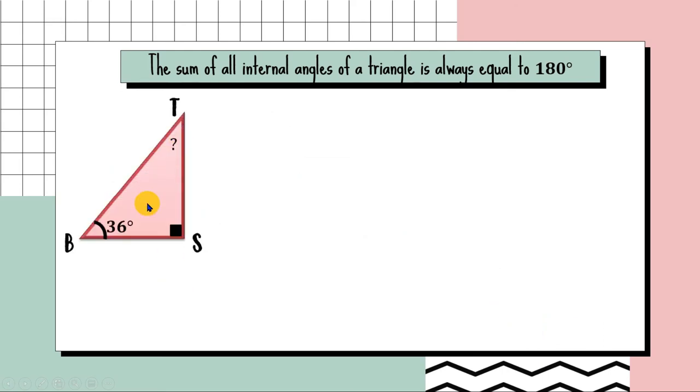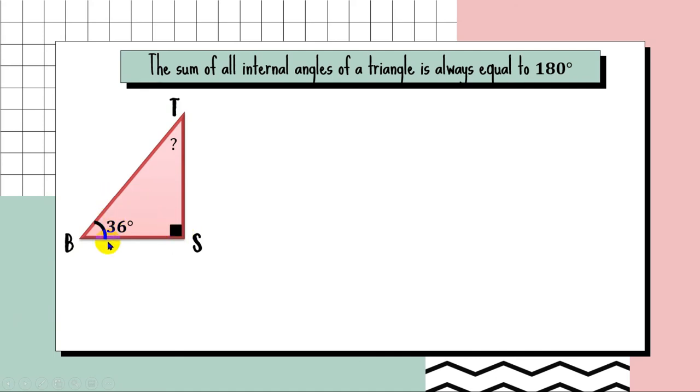So, we have here, again, triangle BTS. You know naman na love natin yan, okay? So, ano kaya daw po ang measurement ni angle T? If we have 36 and this marking. So, kapag meron tayong ganitong marking, ito po ay anong measurement ulit? So, this is 90 degrees, okay?